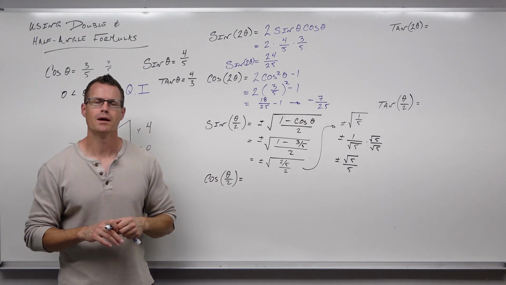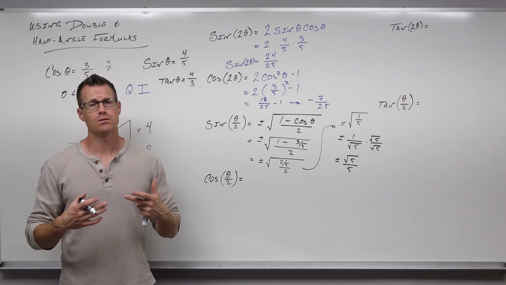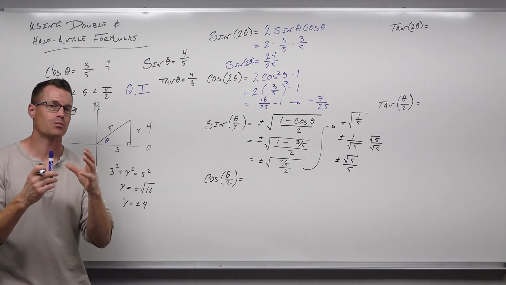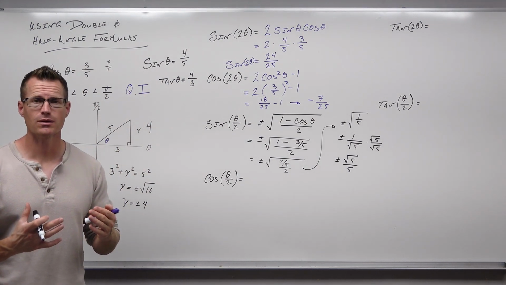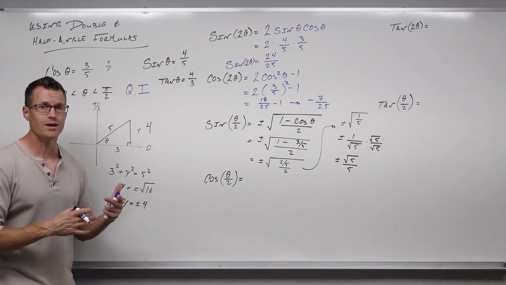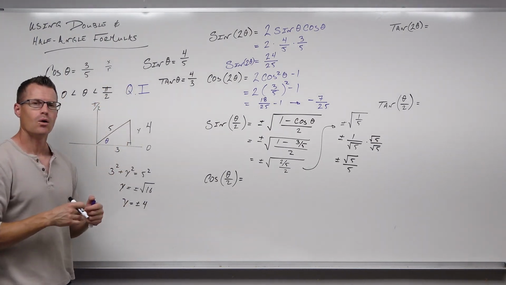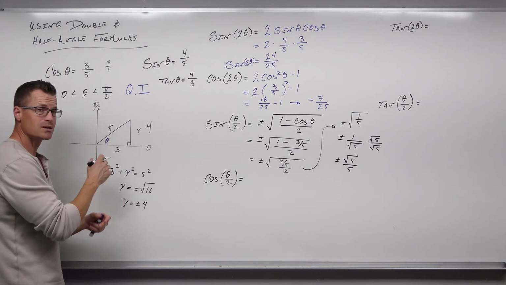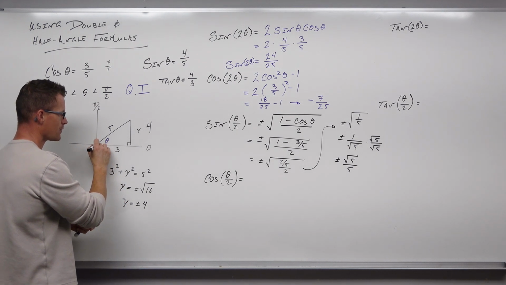Now, which one? This is why I've been training you this whole time, to draw a picture of your triangle in the appropriate quadrant, because take a look at this. If this is theta, theta is in quadrant 1. We all know that. It even says that. Where's theta over 2? Really look at this. You could seriously do this. Cut this in half.